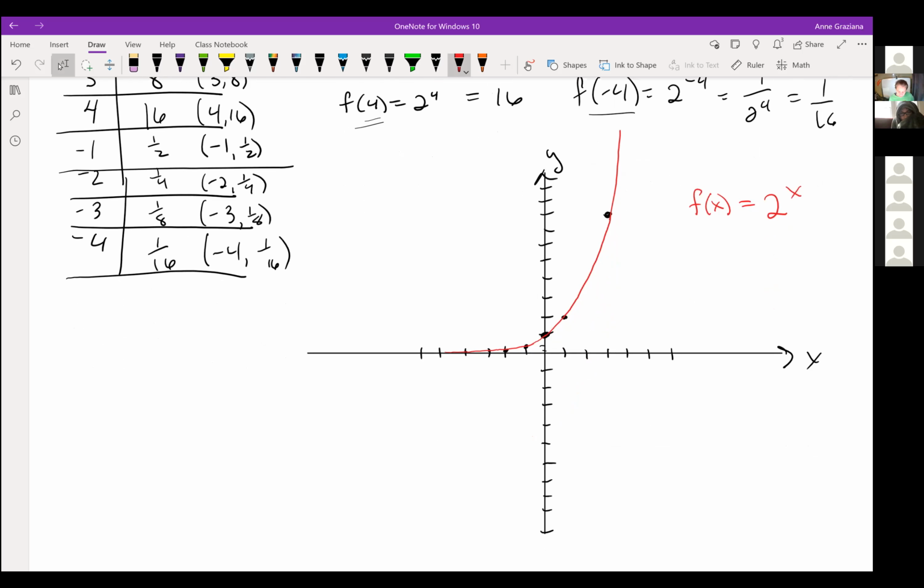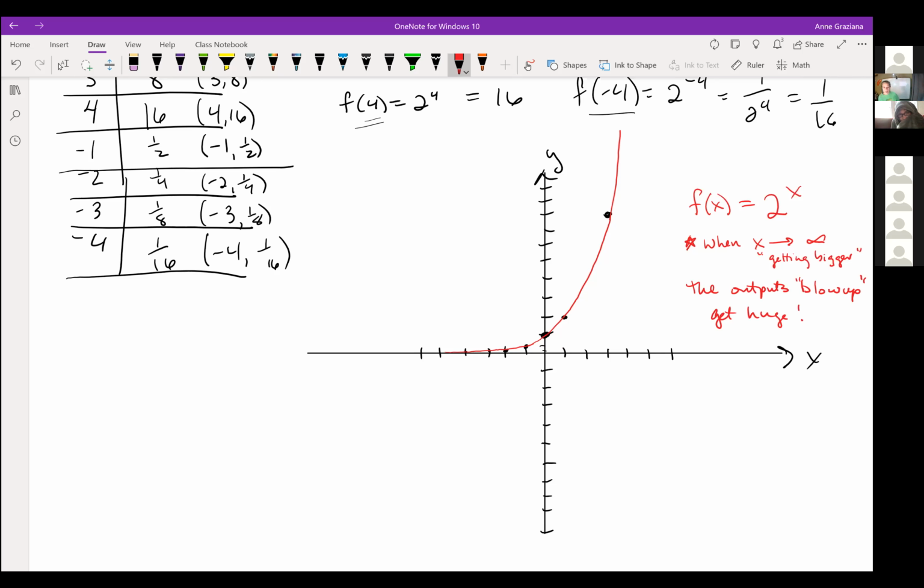So here's a couple of things to notice. What's happening on the positive side? Getting bigger. Yeah. When x is going to infinity, I'm going to write it like that, getting bigger. The outputs blow up. Meaning they get huge.